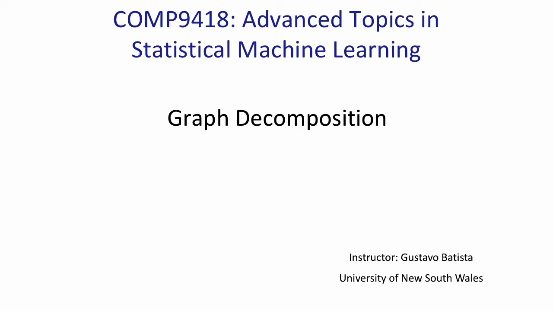Okay, so welcome back. This is our 11th lecture in this course, and now we're going to talk about graph decomposition. Graph decomposition is kind of a strange name, but what I'm going to do in this lecture is continue to study variable elimination and joint trees, compare these two methods, and see what the connections are between them.